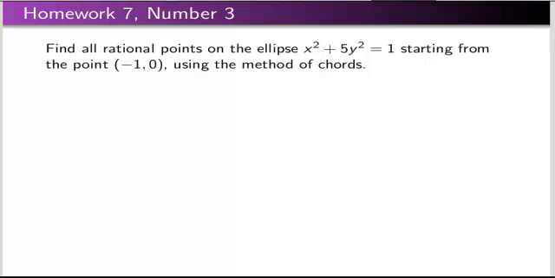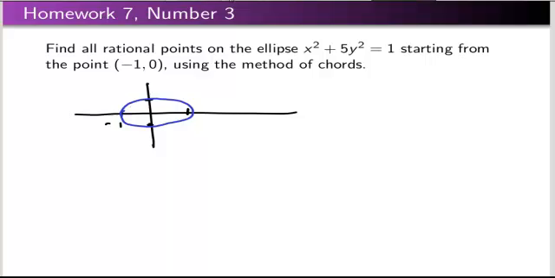Number 3, find all rational points on the ellipse starting from this point right here. So we have some ellipse that passes through -1, 0, obviously. And when x is 0, you're passing through some other points here. So some type of ellipse like that.